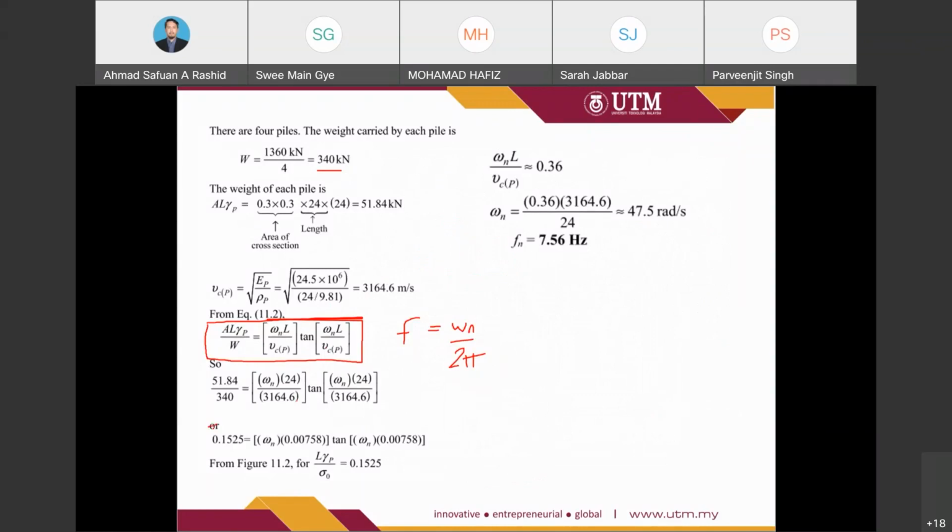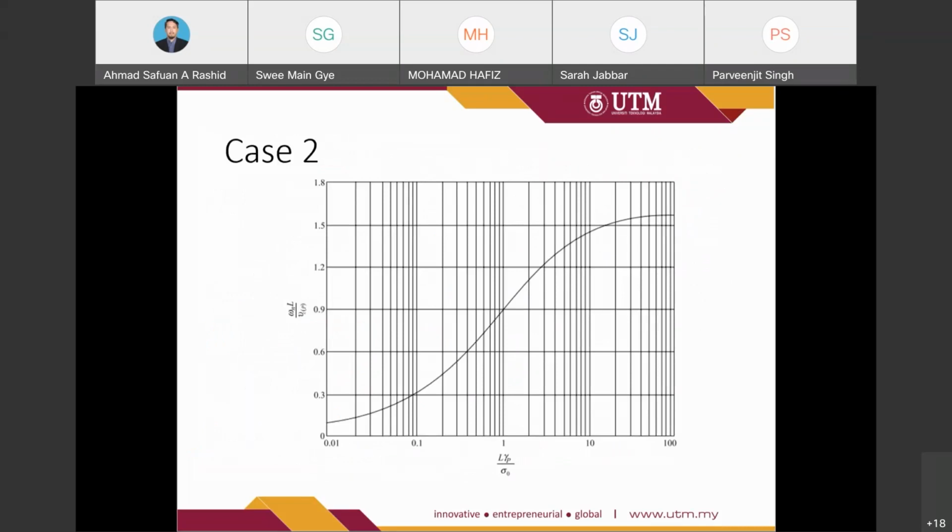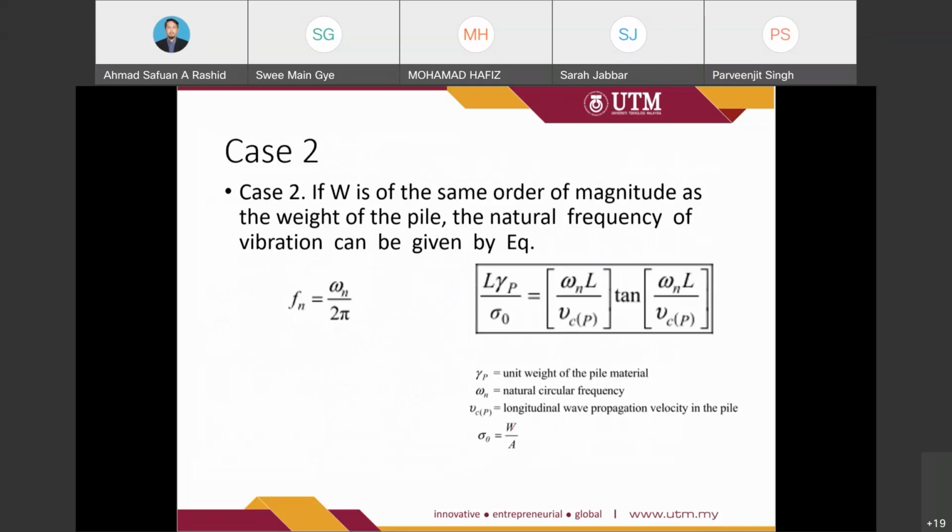This is not all, to solve it we need to get the omega value. So there will be another way, by using figure 11.2, which is this equation: L times gamma P over sigma naught. So what is sigma naught? Sigma naught is W over A.